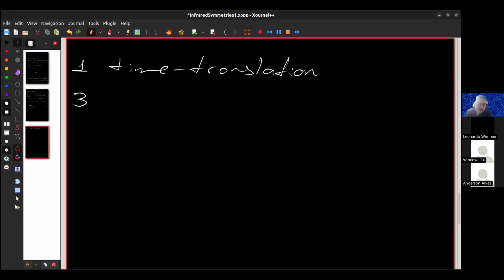Next, we have three symmetries related to spatial translations. And what this means is that you can move through space and you can just change the origin of Minkowski spacetime, and still you will be looking at the same spacetime.